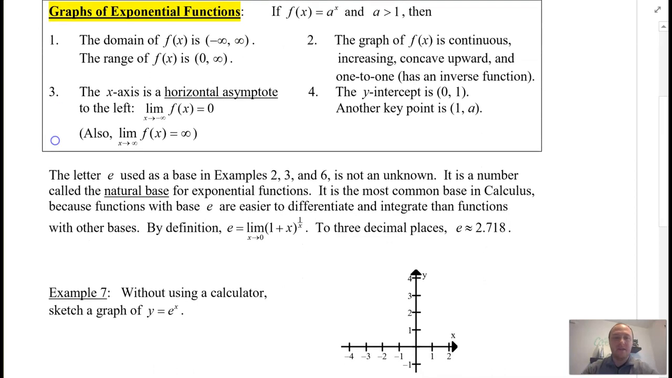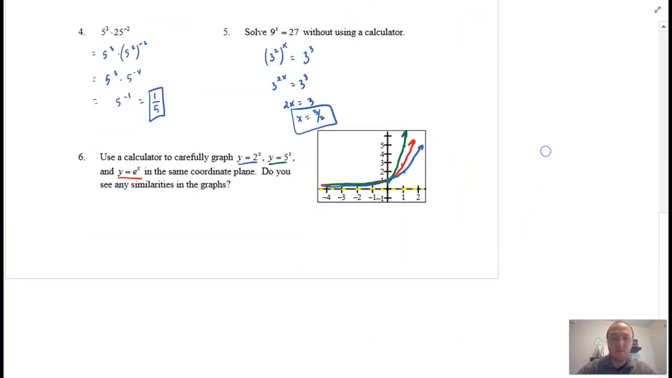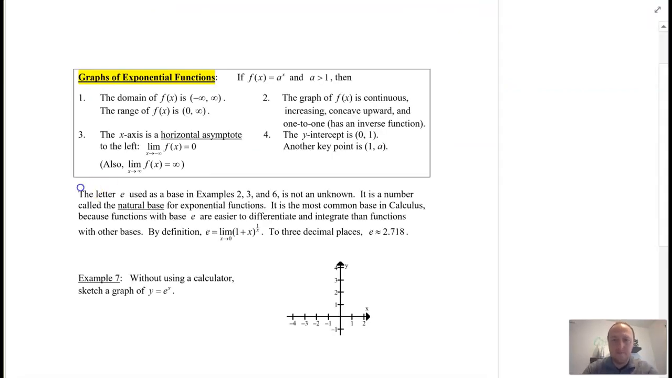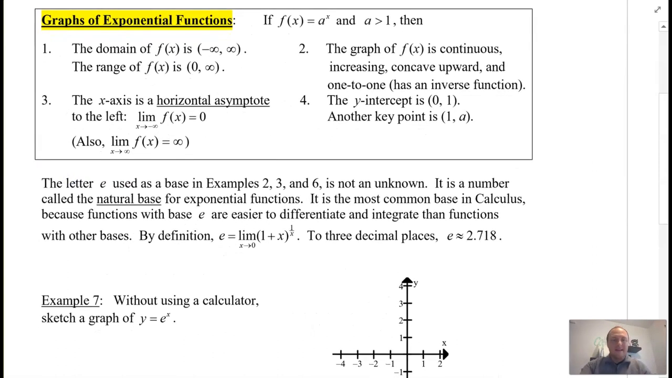The x-axis is a horizontal asymptote, and I went ahead and plotted that for you. Notice that the limit as we go to the left approaches our asymptote at 0, and as our x values increase, our function is unbounded, increasing towards positive infinity. The last thing to note is that the intercept will always be (0, 1), unless we have transformations, and that the other key point is (1, a). So whatever your base is, that would be a key point.